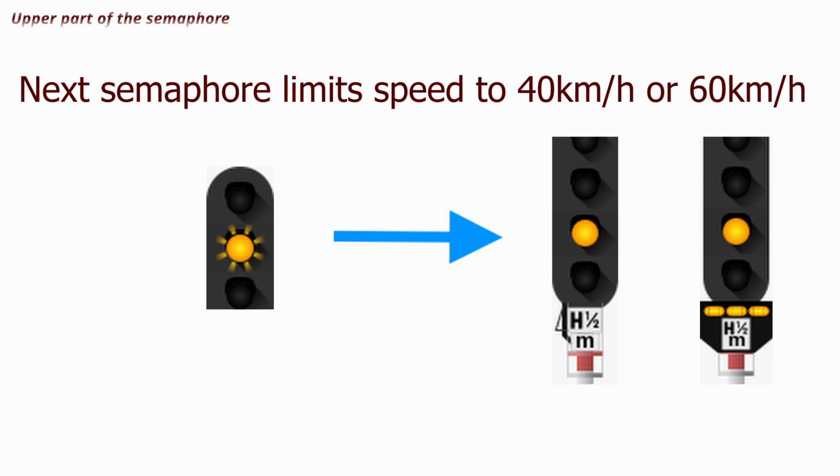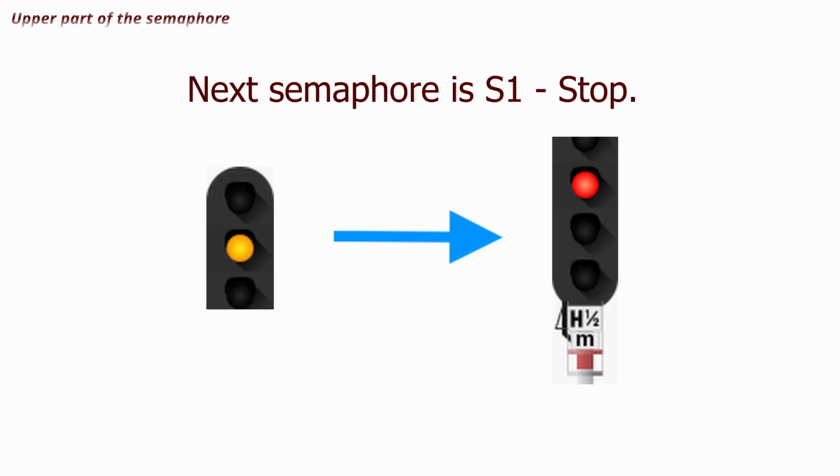When we see a flashing orange light, we don't know whether the speed limit will be 40 or 60 km per hour. Only when we see the next semaphore can we be sure which of these two restrictions occurs, depending on whether there is an orange stripe underneath and the speed limit is 60 km per hour, or not and the speed limit is 40 km per hour. Orange light, the next semaphore is the S1 signal stop.